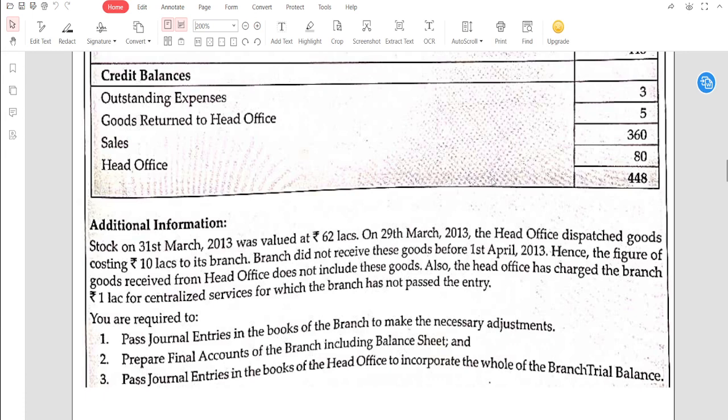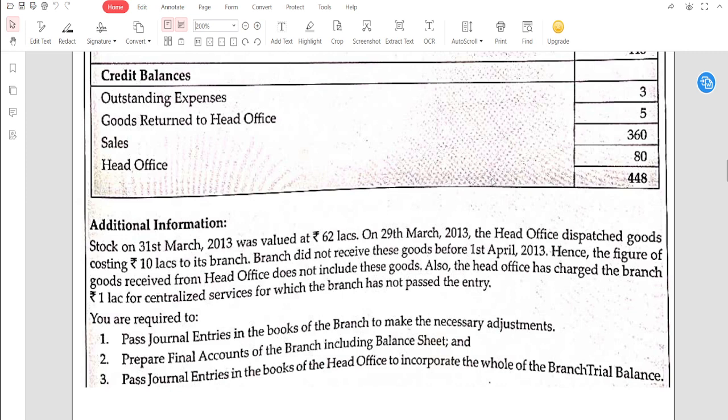The branch didn't receive these goods before 1st April 2013. Hence, the figure of goods received from head office does not include these goods. I am repeating again: the figure of goods received from head office does not include these goods. Also, the head office has charged the branch rupees 1 lakh for centralized service, for which the branch has not passed an entry.